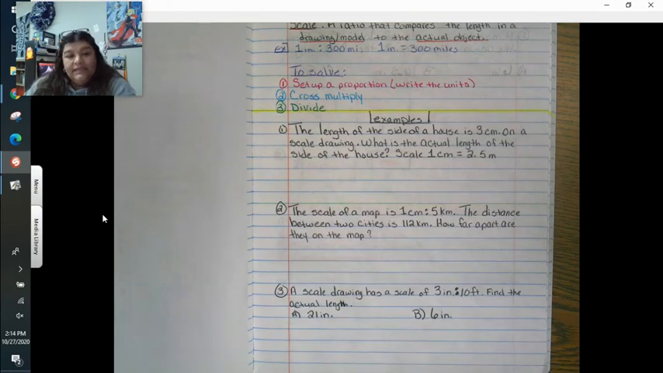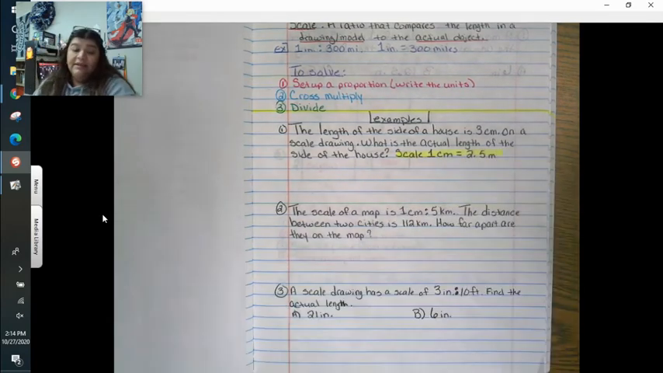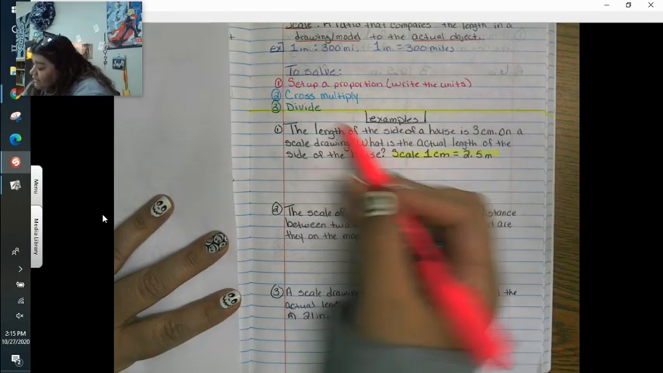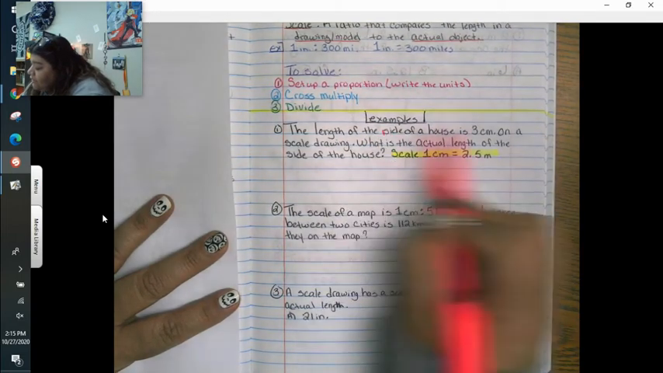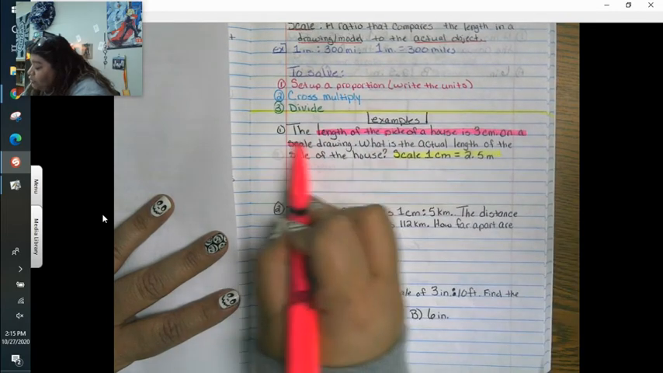The first example says, the length of the side of a house is 3 centimeters on a scale drawing. What is the actual length of the side of the house? It gives you the scale, 1 centimeter to 2.5 meters. I need that. That tells me how they enlarged or reduced the house here, and obviously they reduced it. The other piece of information they gave you is that the length of the house is 3 centimeters on a scale drawing.